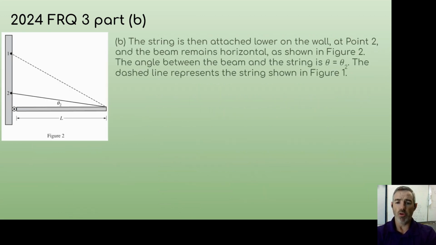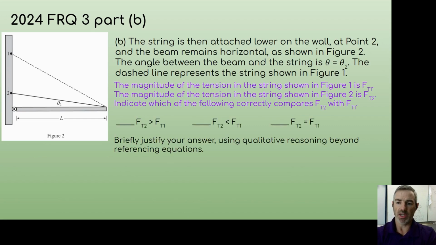Now the string is moved to point 2, so theta equals theta 2, which is a lesser angle. It tells us that the magnitude of the tension for the dashed line was Ft1, and that the tension in the second position, where the string is attached, is Ft2. What we're asked to do is compare our answers qualitatively. So we can't derive an equation to explain it. If you derived an equation, you probably wouldn't get any credit, or you would lose some credit that would have been earned if you didn't use an equation.